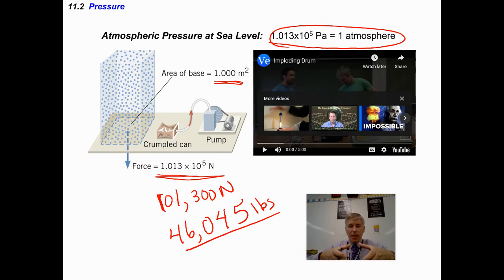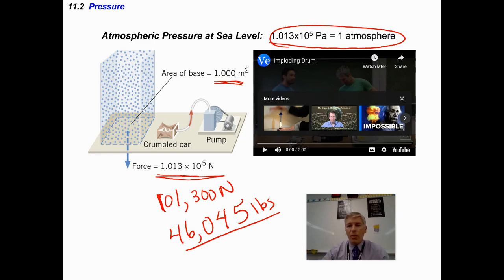So if you had a square meter, which is pretty big, because a meter is about 3 feet, you're talking about 3 feet by 3 feet, approximately a square yard, somewhere in there. You're talking about a fairly big little section. It would have 46,000 pounds of force.